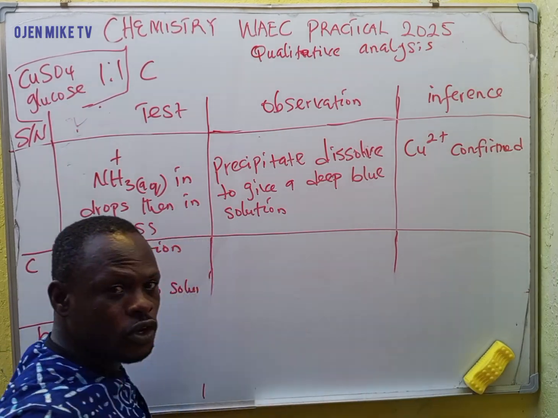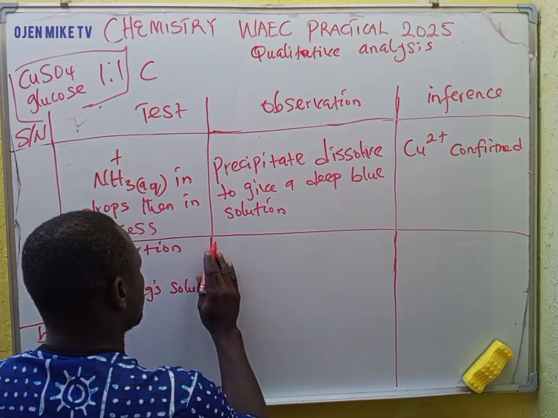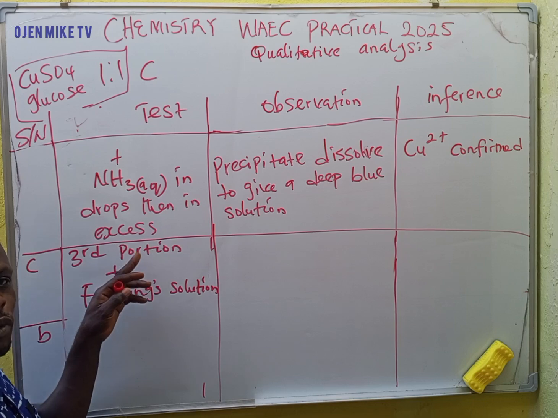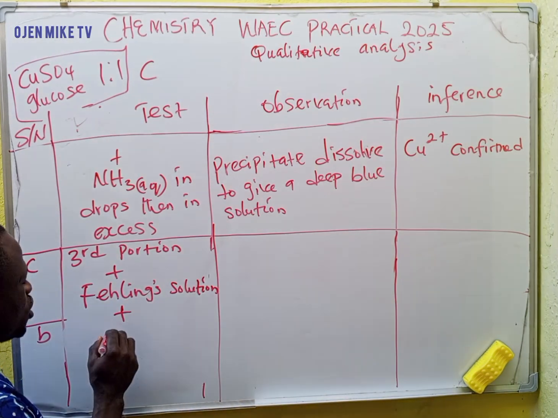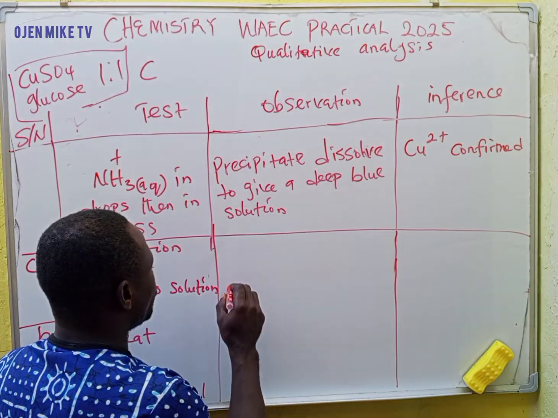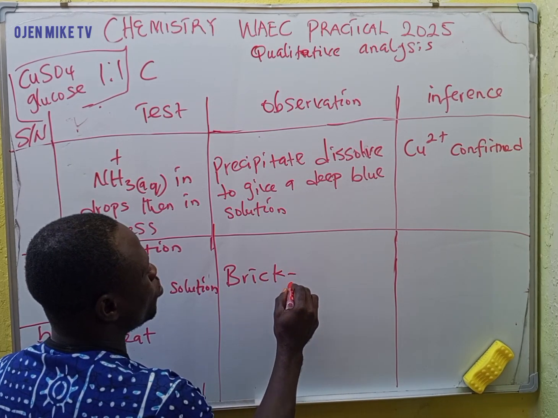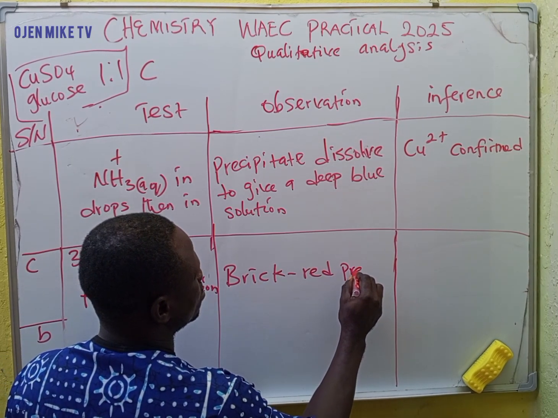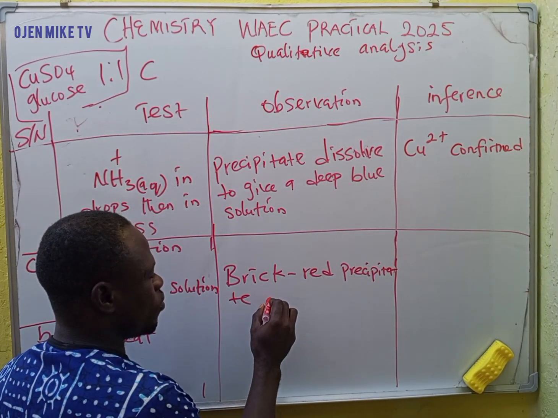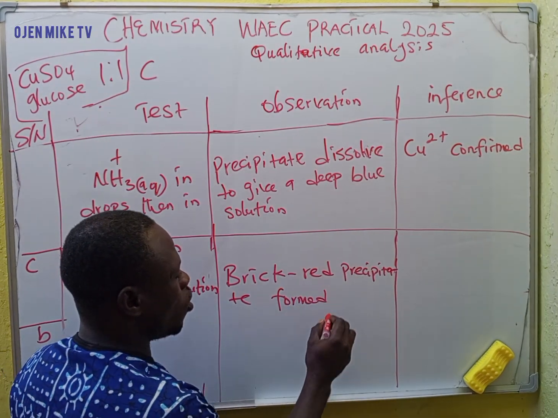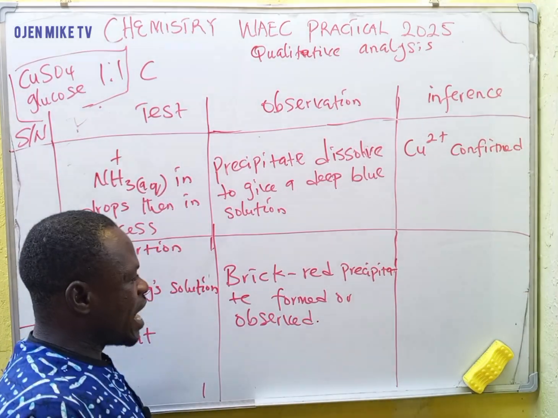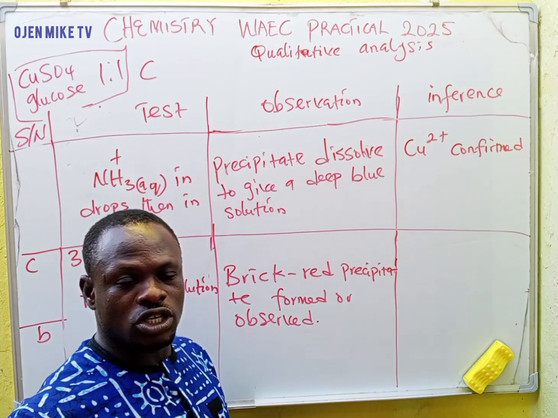I hope you are writing. Just pause the video and write. Fehling solution. When in the third portion you now add Fehling solution, then plus heat, what you are going to observe is a brick red precipitate forms, or observe. Some people can write form or some people can say observe. Any one you use is still correct.